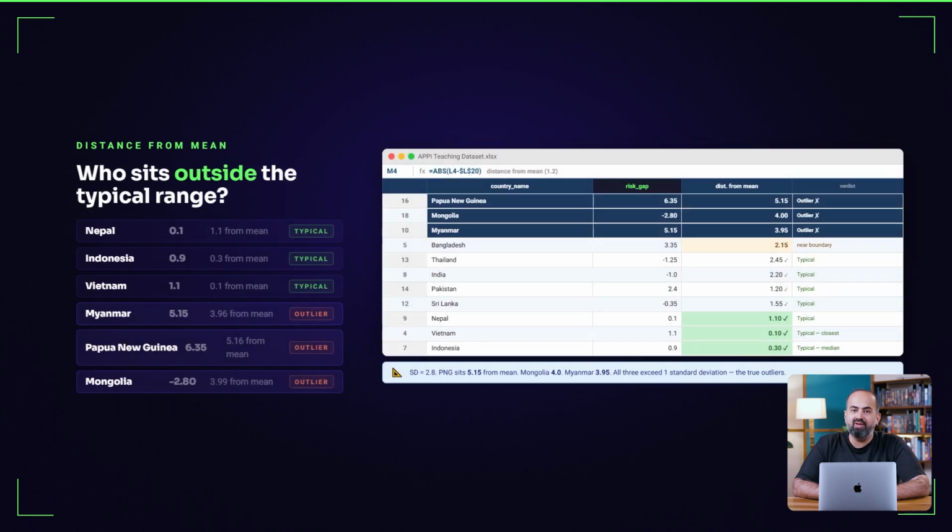Look at the actual values. Nepal, Indonesia, Vietnam and Pakistan all fall within this range. They are the typical countries. Bangladesh is near the upper boundary, but Myanmar and Papua New Guinea are well beyond it, and Mongolia is below the lower boundary. 3 of 11 countries sit outside the typical range. They are the outliers pulling the mean and inflating the standard deviation itself.